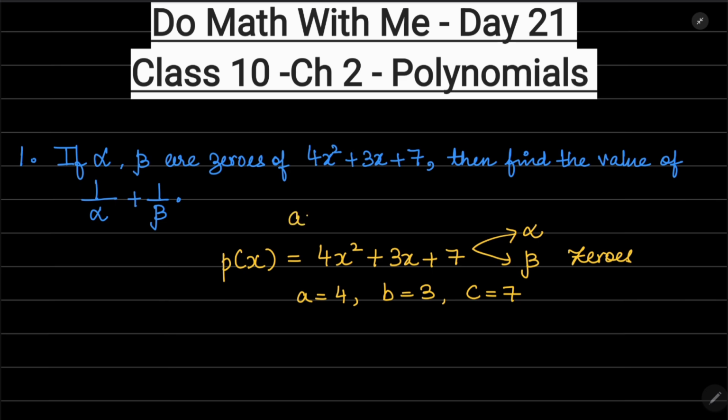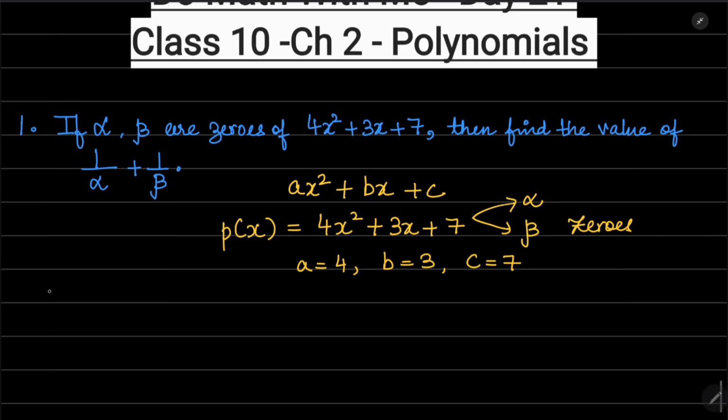Why? Because we are comparing this with the standard form of a quadratic polynomial, that is ax square plus bx plus c. When you compare it, you will be able to take the coefficients of x square, x and the constant, which are a, b and c respectively. Now, you have to find the sum of the zeros, that is alpha plus beta, which is nothing but minus b by a. Minus b is nothing but 3, a is 4. So minus 3 by 4 is the sum of zeros.